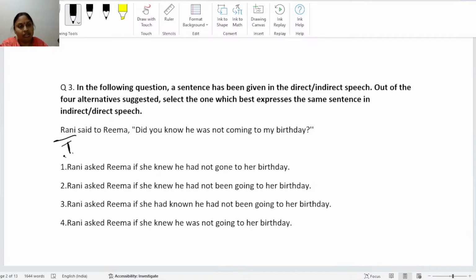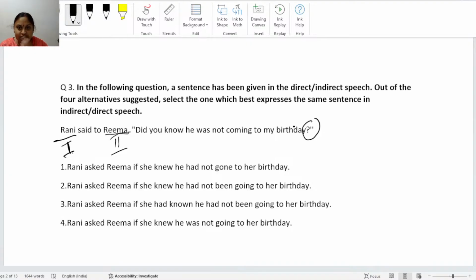And Seema, said to Seema is given, means she is the second person. So Rani is the first person, Seema is the second person. Then here we have the question mark, which means it is a questioning way. So we are supposed to convert that into the interrogative indirect speech.